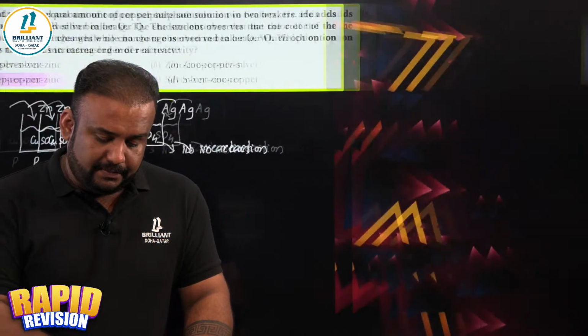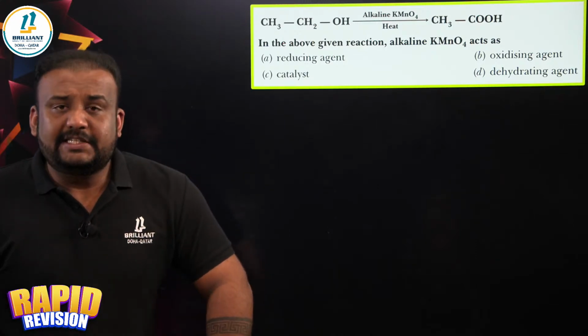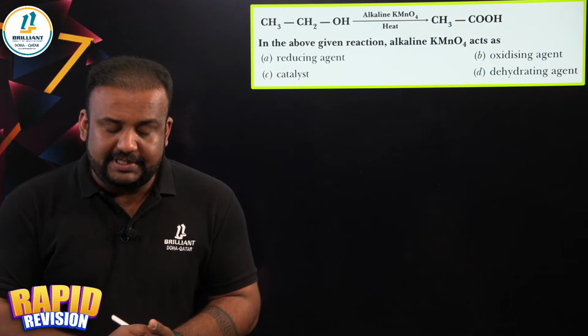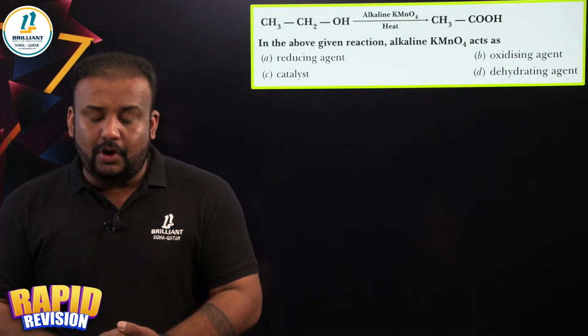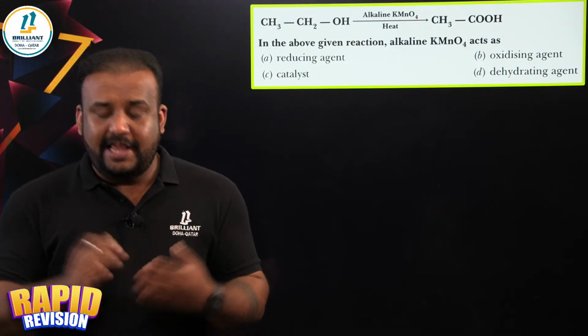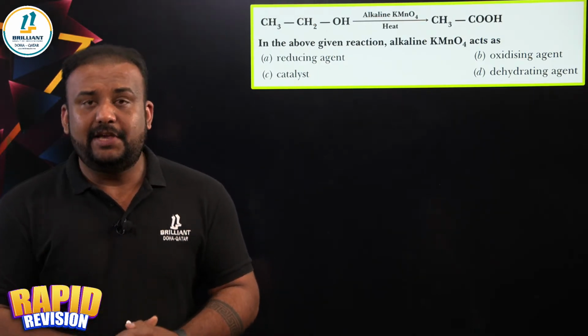Right. Look at the next question. A very, very important question from the Carbon and its Compounds chapter. CH3CH2OH treated with alkaline KMnO4 and heated, you get CH3COOH.